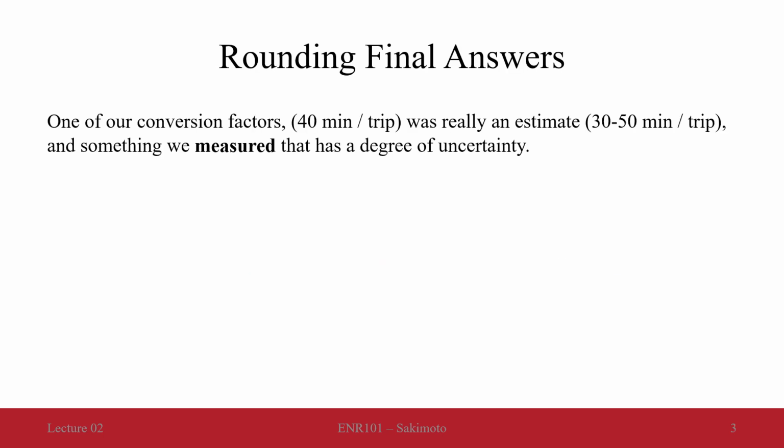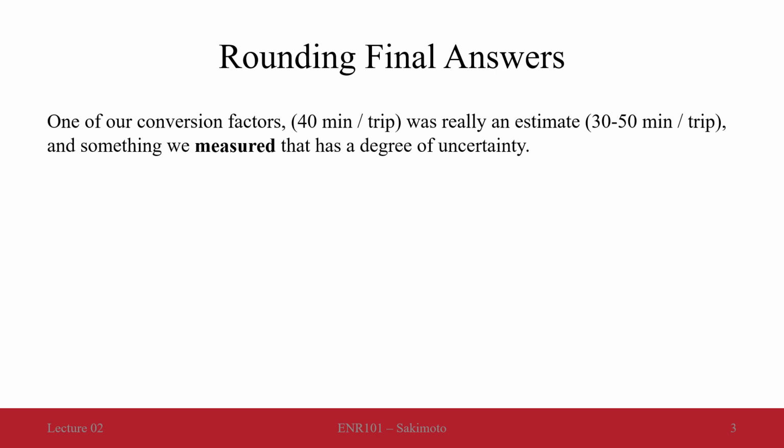We should note that in performing that calculation, one of our conversion factors, which we estimated, the time it takes to go from my house to campus, is about 40 minutes per trip. And we recognize that this was something we measured. It was really an estimate that says the real value lies somewhere between 30 to 50 minutes. 40 minutes is sort of an average estimate. And this is something we measure that carries this degree of uncertainty.